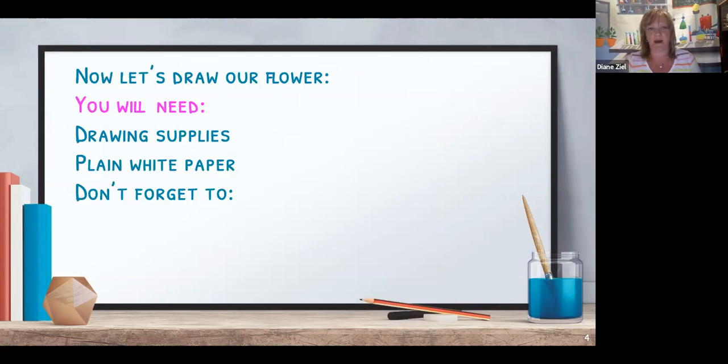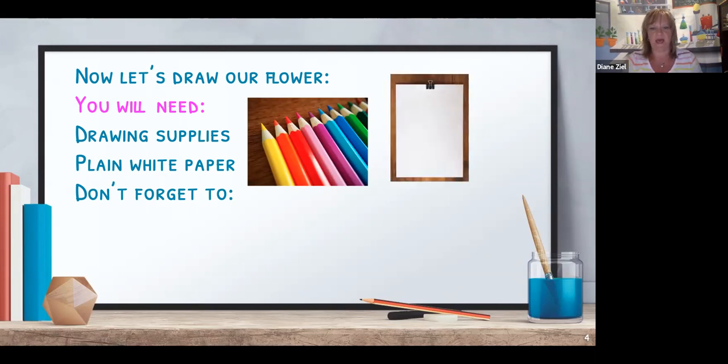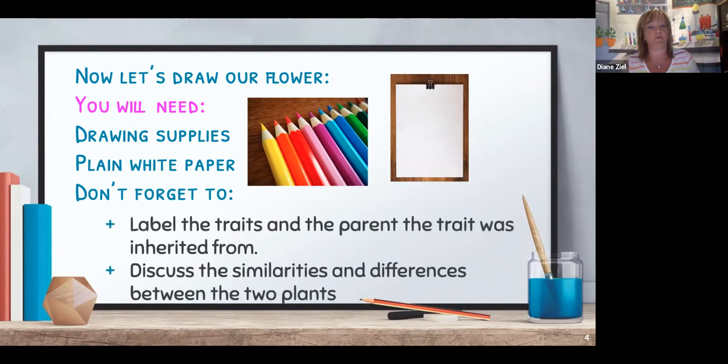So now let's draw our flower or offspring. In order to do this activity, you will need some drawing supplies. I'm going to be using colored pencils. You can use crayons, markers, whatever you have available. You need a plain white sheet of paper. After we're finished with our drawing, we're going to remember to label the traits and the parent the trait was inherited from. So we're going to call them either P1 or P2. And we're going to look at how they were similar to their parents and what the differences are.